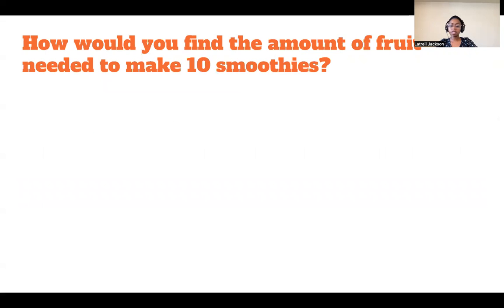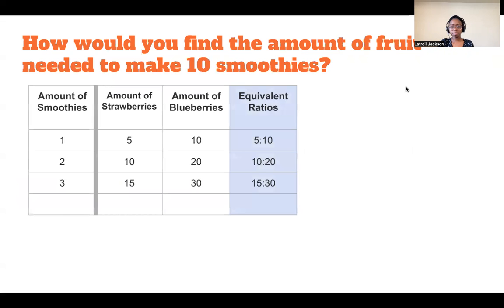Okay, so another question is, how would you find the amount of fruit needed to make 10 smoothies? So we know that we made a total of 3 smoothies. Now we want to make 10 smoothies. What can we do? All right, so we have our ratio table again, and let's remind ourselves what we did to get from 1 to 2 and 1 to 3 smoothies.